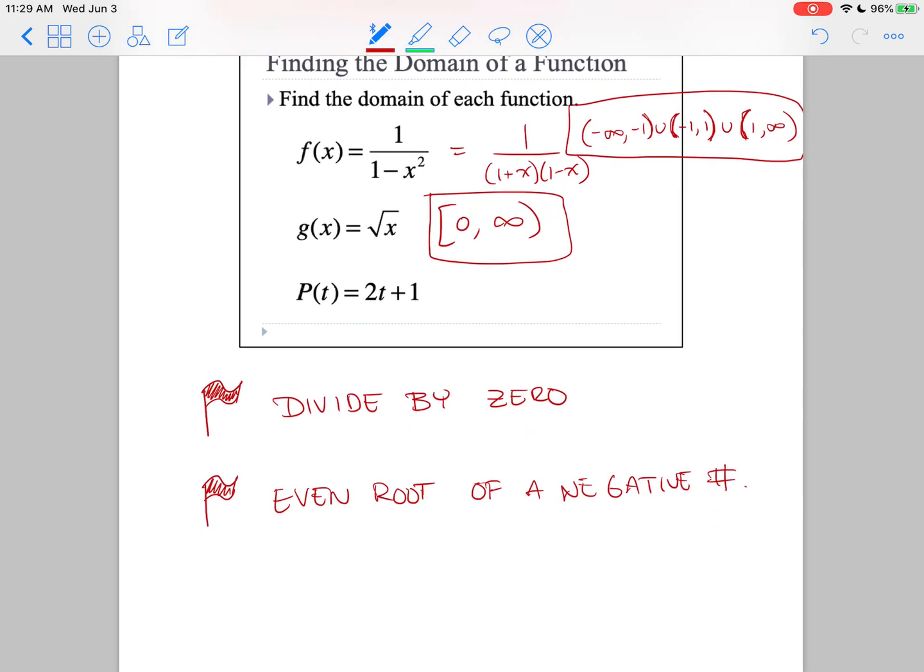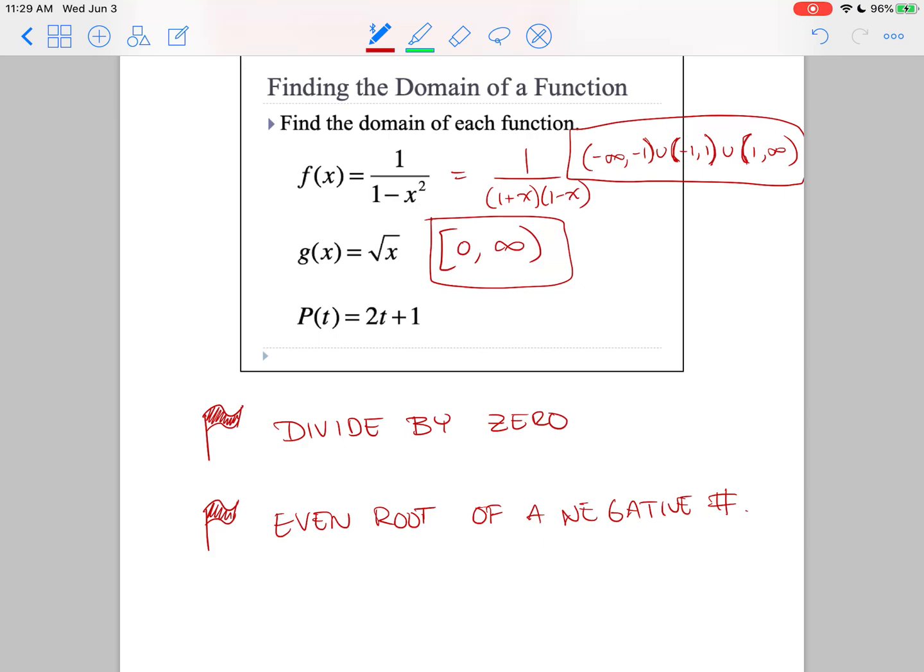And for p of t, I'm not seeing any red flags here. I don't see a variable in the denominator. I don't see a square root anywhere or any even root. And so there are no red flags, and so the domain here is all real numbers. And this is how we write all real numbers using interval notation.